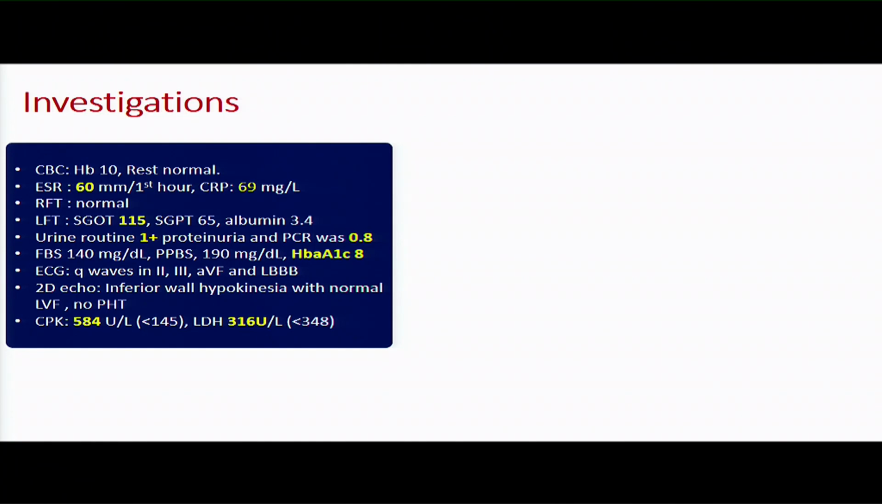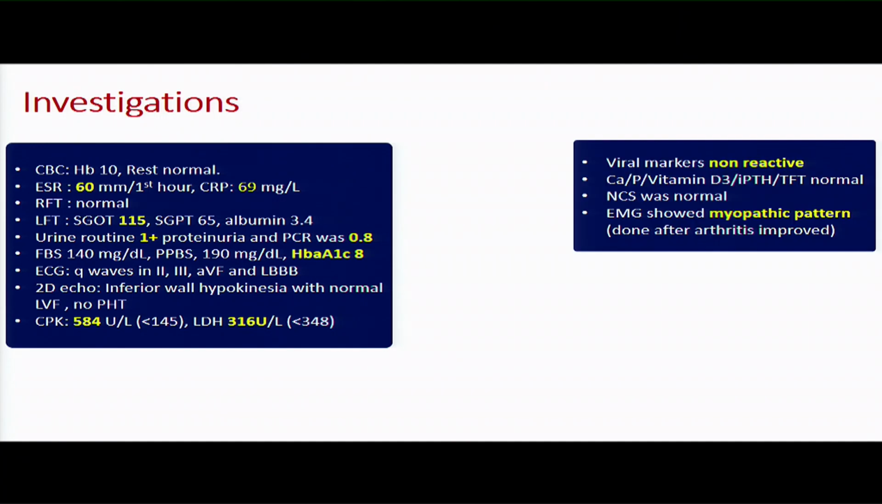So on investigations, her Hb was 10, acute phase reactants were elevated, renal function was normal, but the liver enzymes showed AST more than ALT, suggestive of some myositis component. Urine routine revealed 1+ proteinuria with a PCR of 0.8. Being a diabetic, her HbA1c was 8. ECG and echo showed features of an old inferior wall MI, and in addition a left bundle branch block. Her muscle enzymes were elevated, viral markers were non-reactive. Calcium, phosphorus, vitamin D, parathyroid hormone levels, and thyroid function tests were normal.